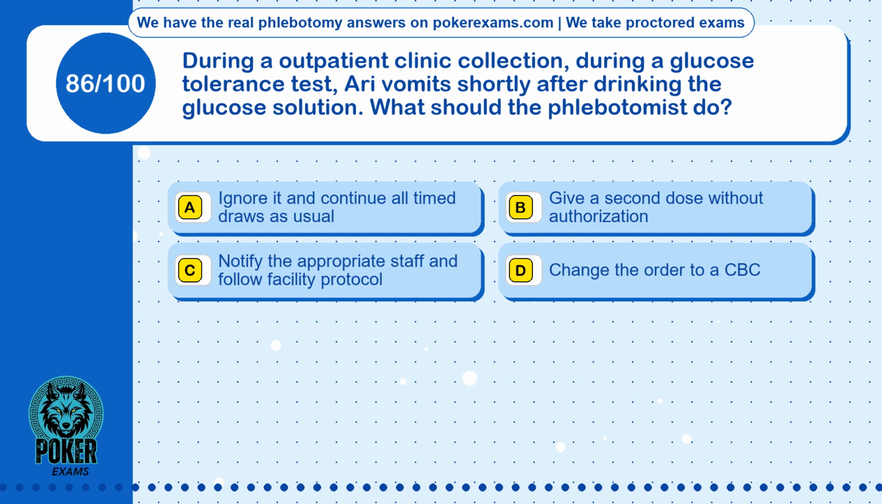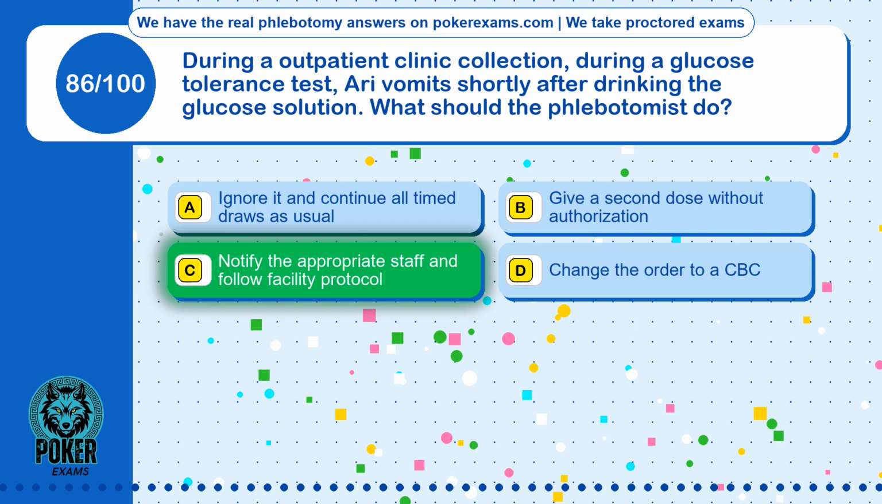Question 86. During an outpatient clinic collection, during a glucose tolerance test, the patient vomits shortly after drinking the glucose solution. What should the phlebotomist do? Option A. Ignore it and continue all time draws as usual. Option B. Give a second dose without authorization. Option C. Notify the appropriate staff and follow facility protocol. Option D. Change the order to a CBC.